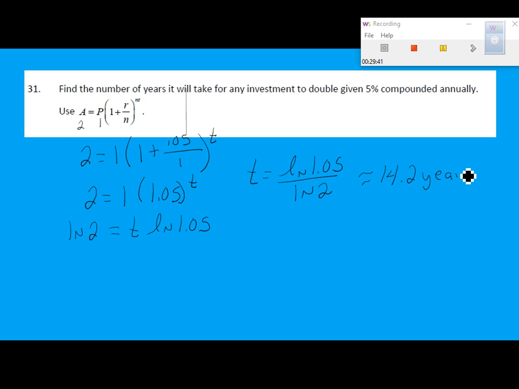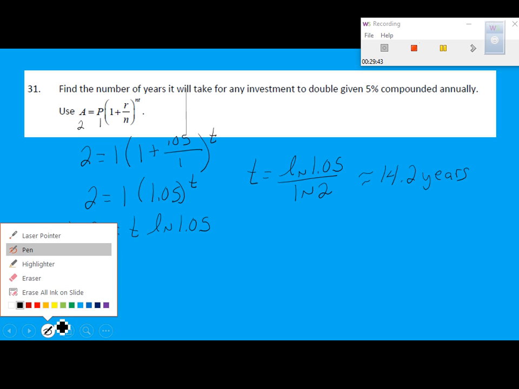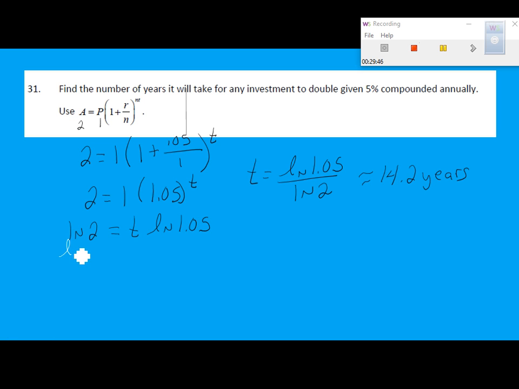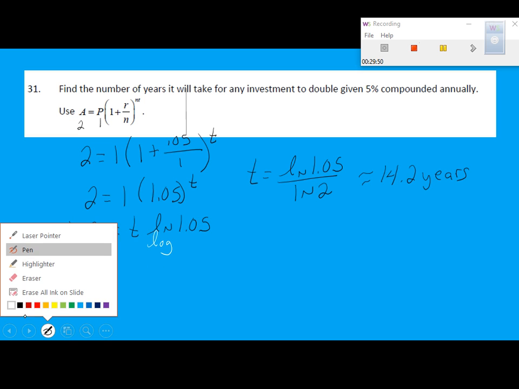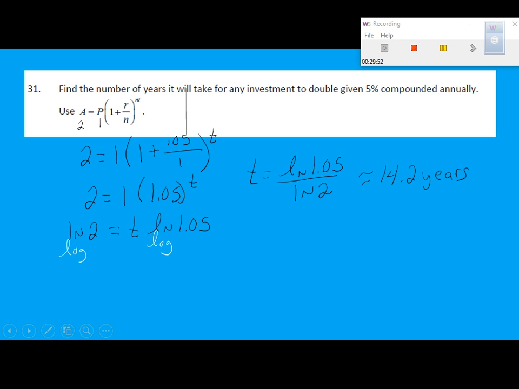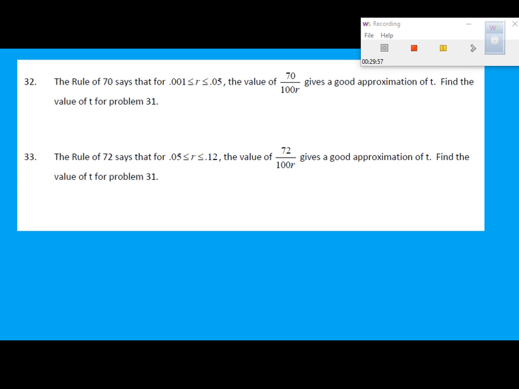Now guys, you're going to get the same answer if you would have used logs instead of natural logs, as long as you use the same thing to both sides. So there's my number 31. 32 and 33 are, you see these in business books. They're kind of cool, so they're kind of easy. It says the rule of 70 says that if your interest rate is between 0.001 to 0.05, the value of 70 over 100R gives a good approximation of T.